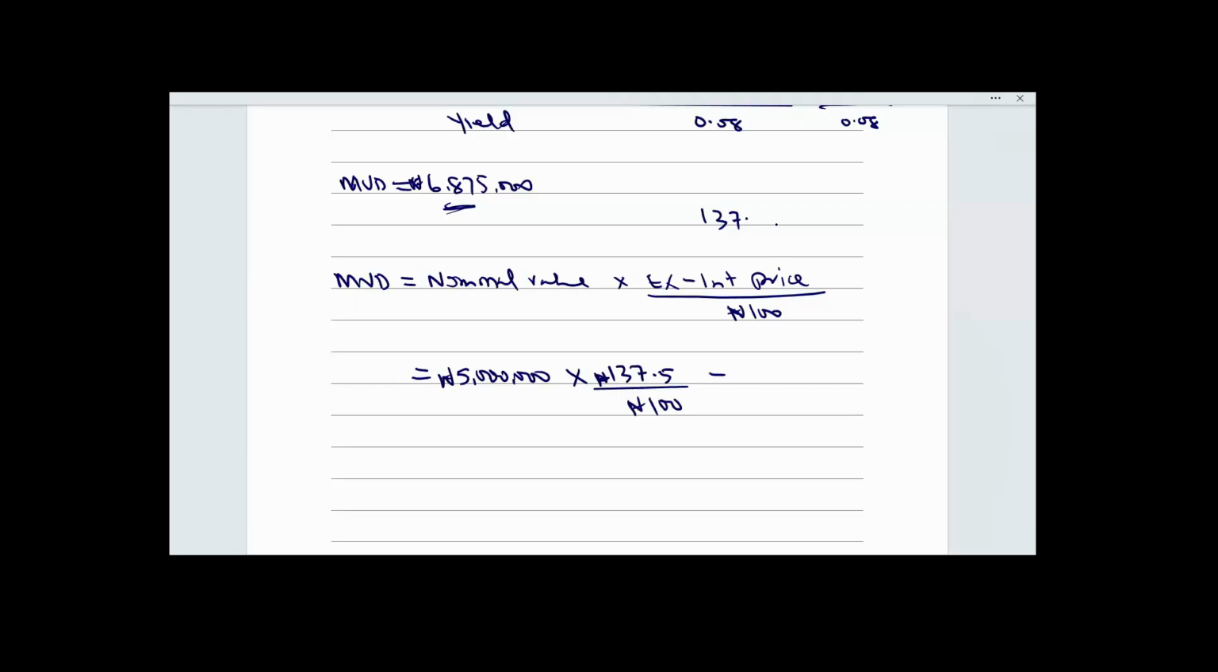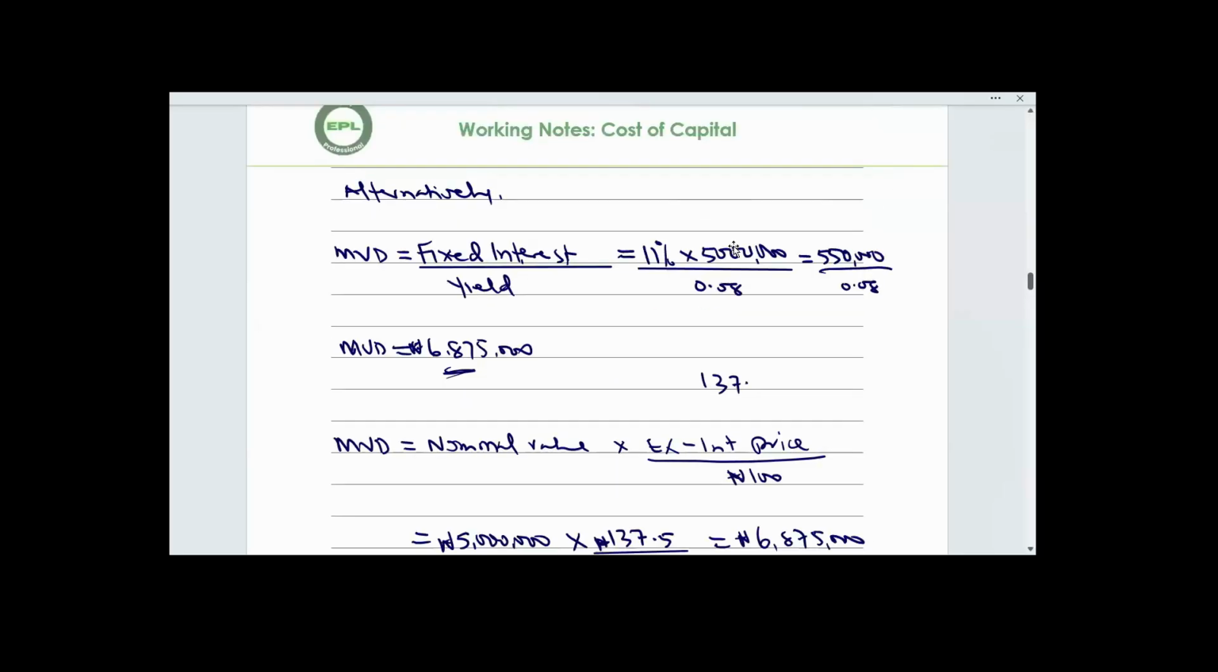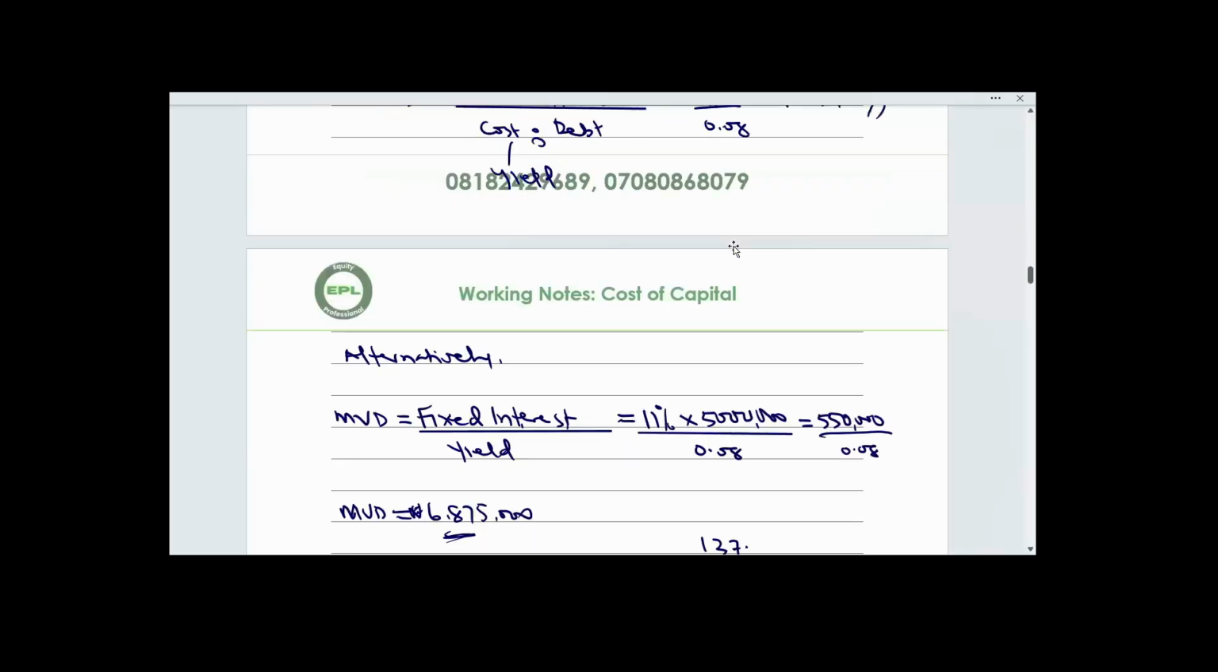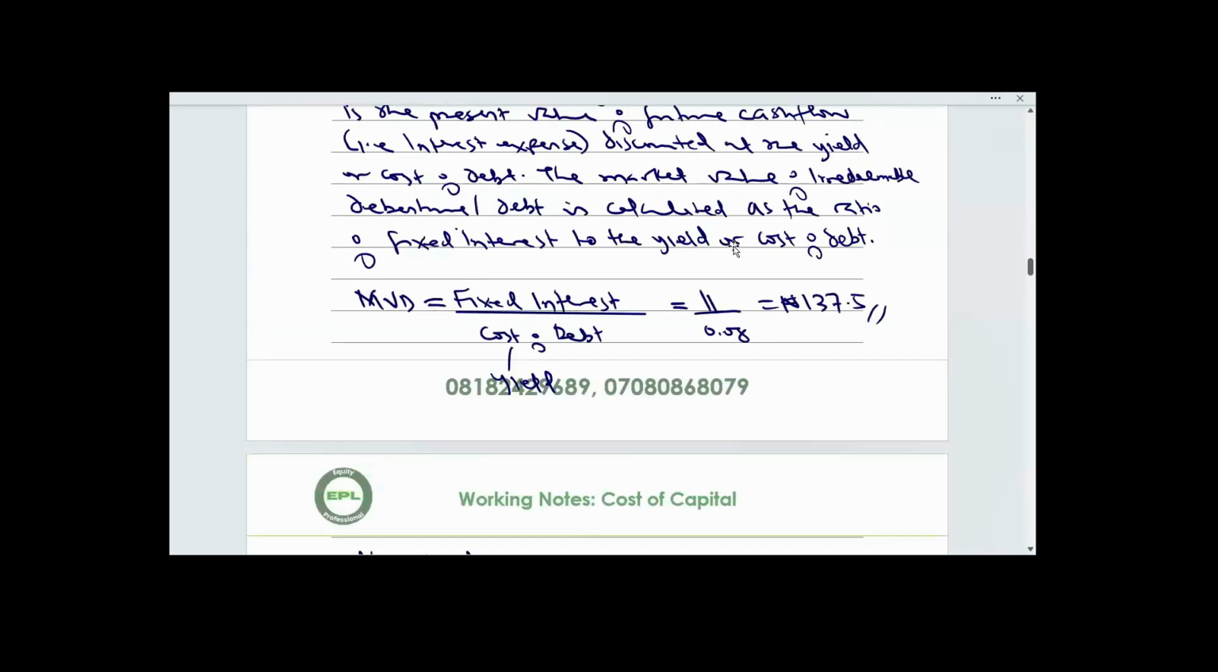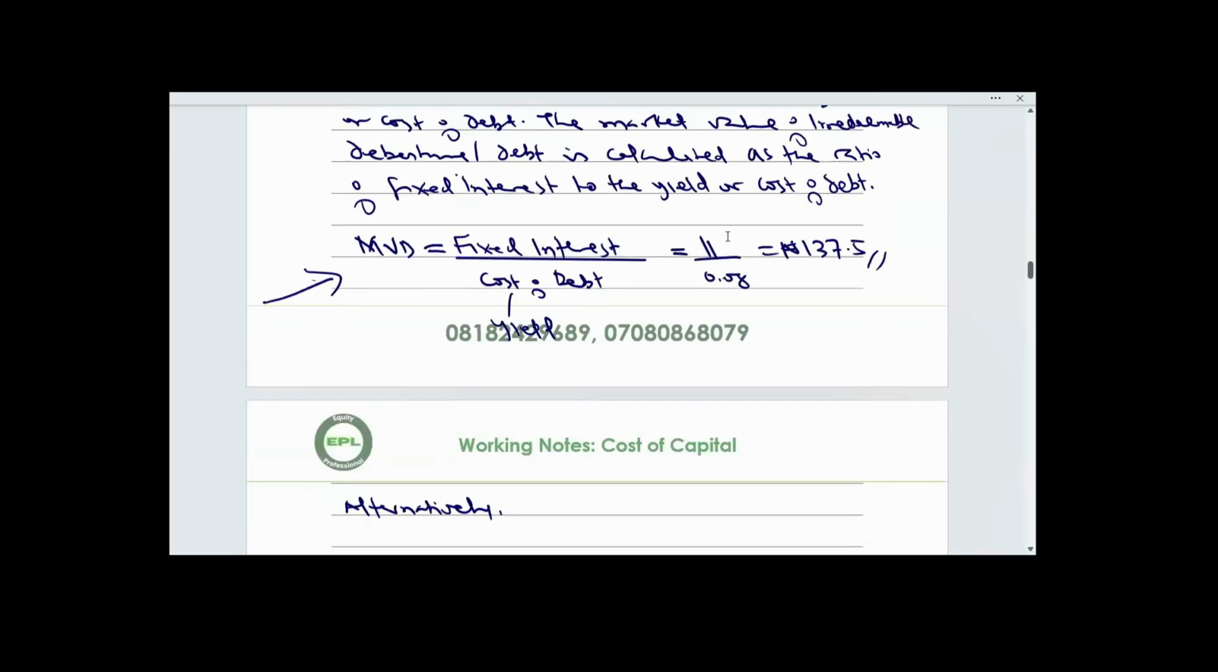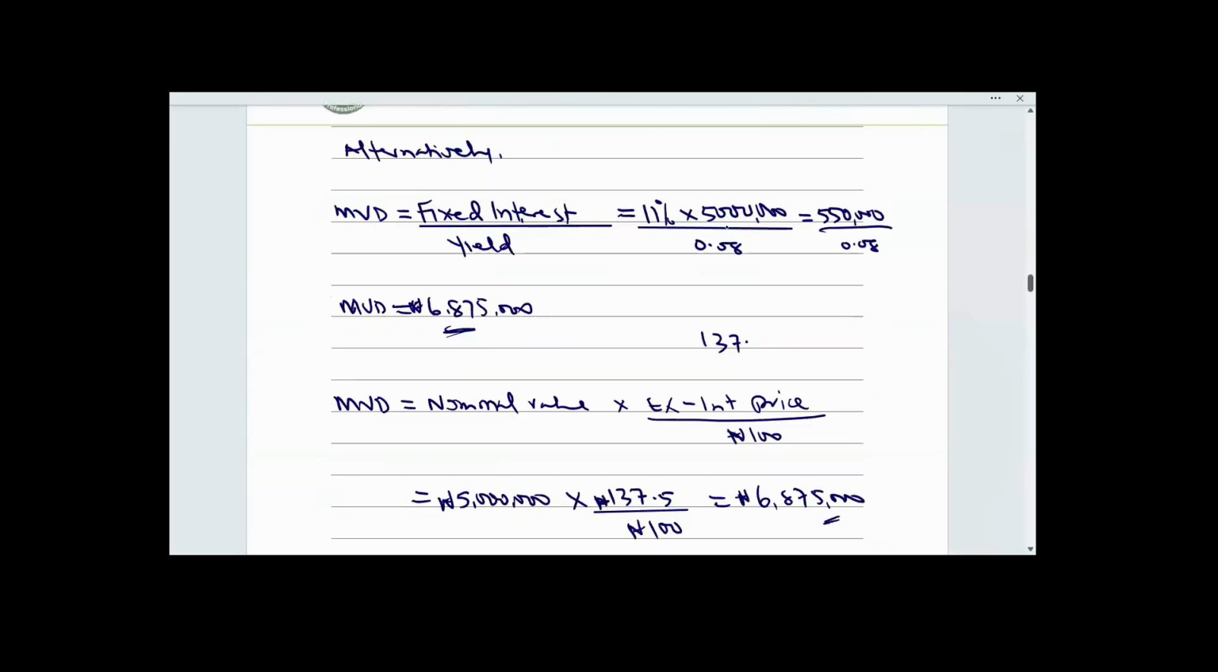So what do you have? Is it the same thing as 6,875,000? Yes, it is. So whether you use par value to calculate your market value, this is what you are supposed to do. If you want to use absolute value, this is the formula, and this is how you are going to do it. On the day of your exam, don't go and be demonstrating the two. Just use one that is more convenient for you.